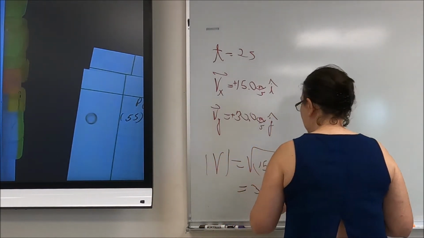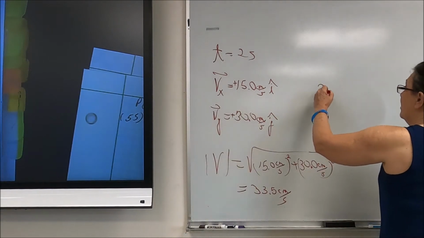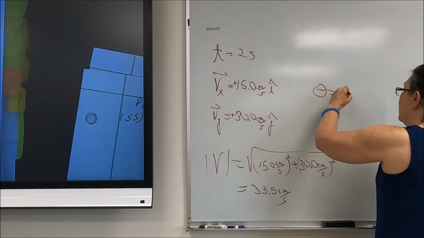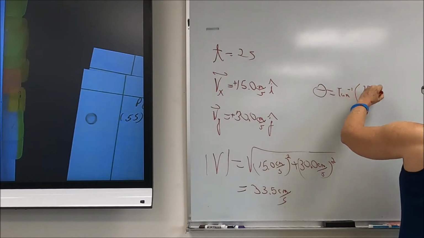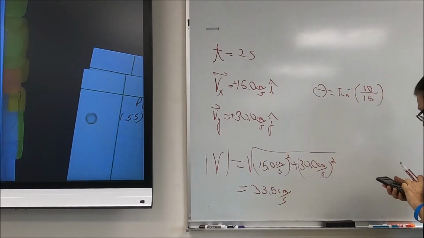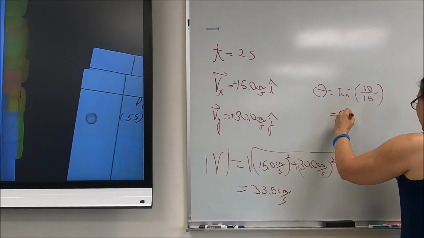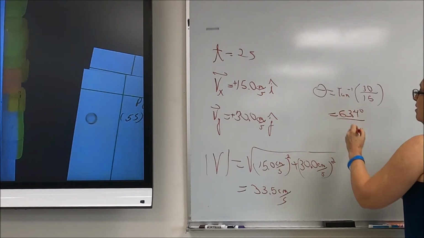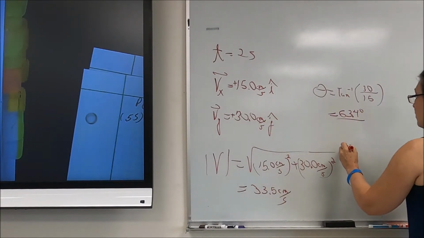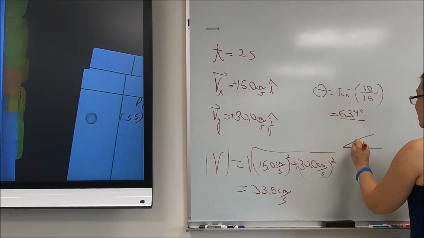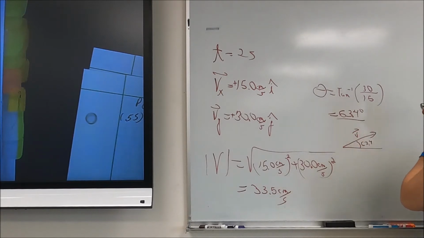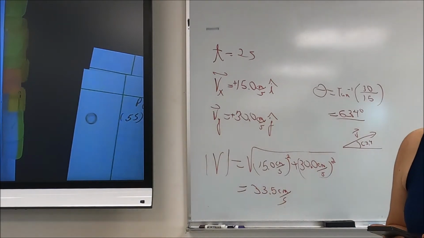33.5 centimeters per second. If we want to get the angle theta, it's going to be the inverse tangent of 30 divided by 15. So I get theta to be 63.4 degrees. So if I was to draw this, I would have 63.4 degrees here, and that would be my velocity vector. Now that's part A of the problem.